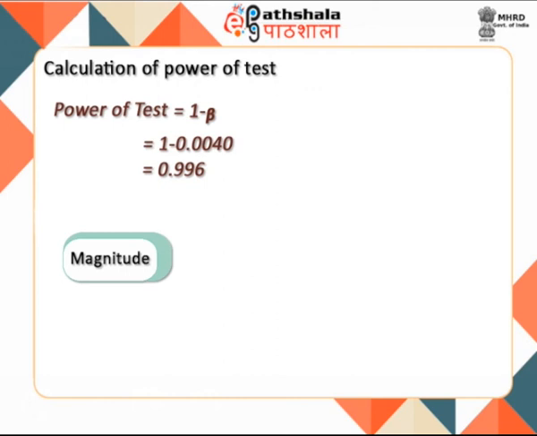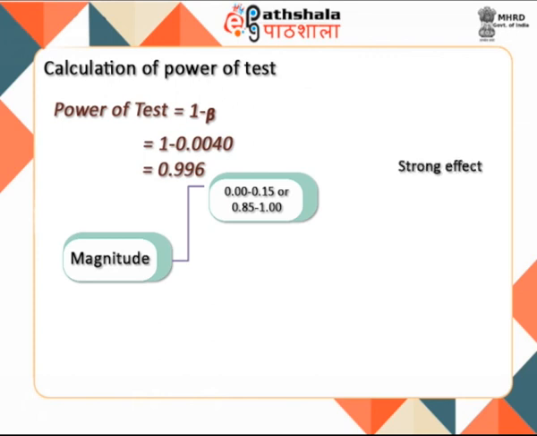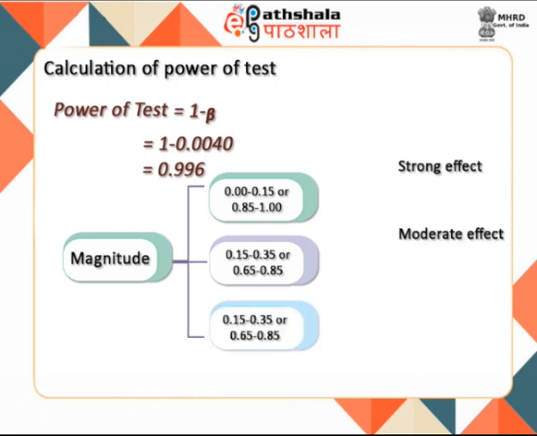Based on the value of the power, we can conclude about the magnitude of the test. If the value lies between 0.00 to 0.15 or 0.85 to 1.00, it has a strong effect. If the value lies between 0.15 to 0.35 or 0.65 to 0.85, it has a moderate effect. If the value lies between 0.35 to 0.49 or 0.51 to 0.65, it has a weak effect.